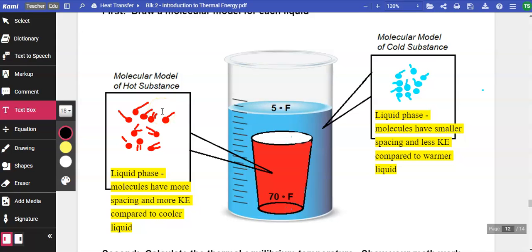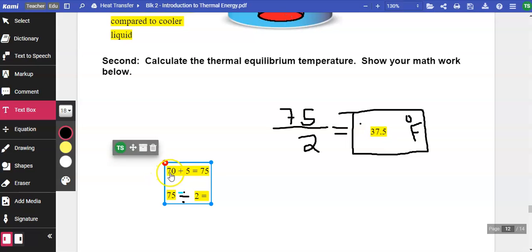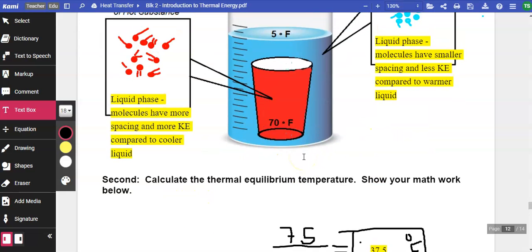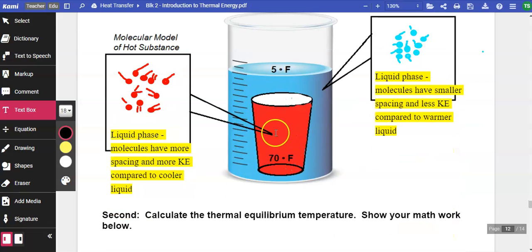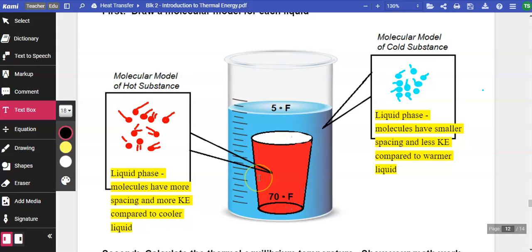Okay? So then it says to calculate the thermal equilibrium temperature. So that means you have to find the average of 70 and 5. So 70 plus 5 is 75. Divide by 2 and you get 37.5. So what we now know is that when you plop this red container into the blue container and you start the timer as soon as the two make contact, 20 minutes later, both substances are at 37.5 degrees.